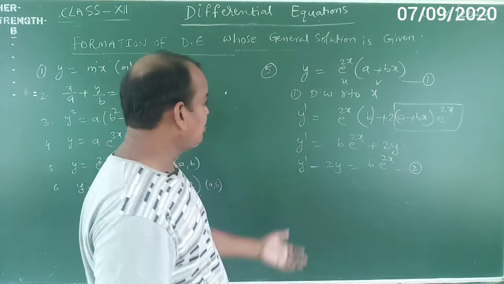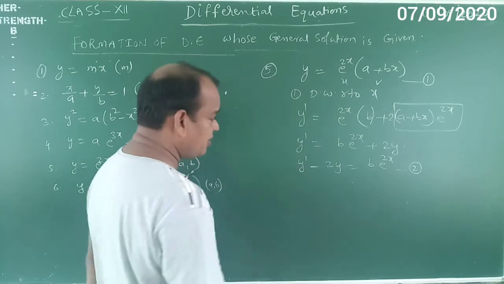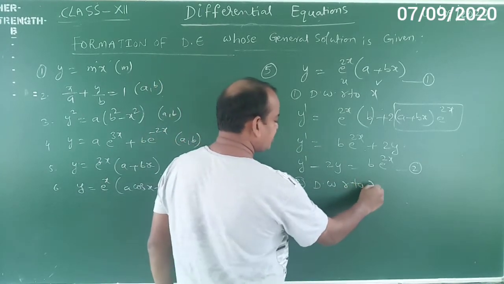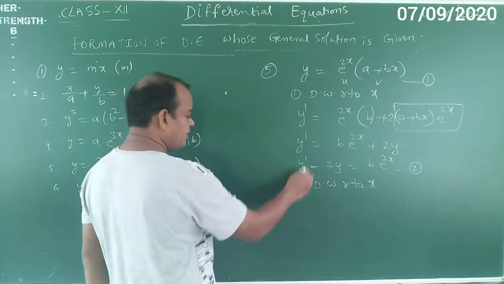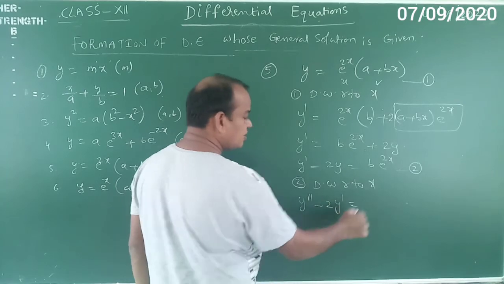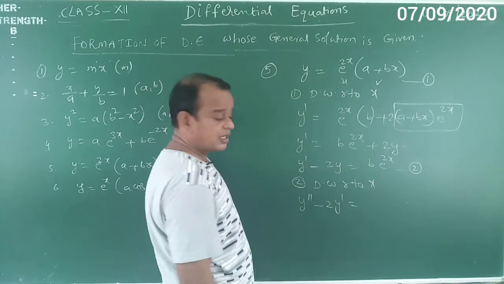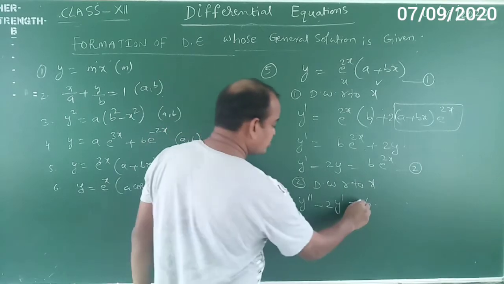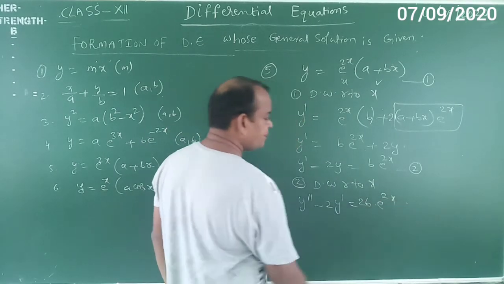Now again, if only one time is completed, next second time. Okay, my dear students, differentiate with respect to x. y' derivative is y'', minus 2 into y derivative y', is equal to b into e^(2x) derivative. b is constant. What is the derivative of e^(2x)? e^(2x) into 2. That is 2b e^(2x).